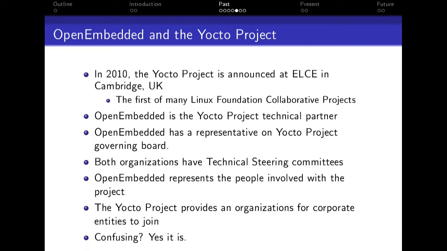One of the ways I try to describe this to people is OpenEmbedded is responsible for representing the people in the project. I don't care who you work for. If you want to go up to an OpenEmbedded board member and complain about things, I'll listen to you as a person. Members of the Yocto Project are representing companies, and they may have different opinions about things. We have a lot of guys who wear both hats.